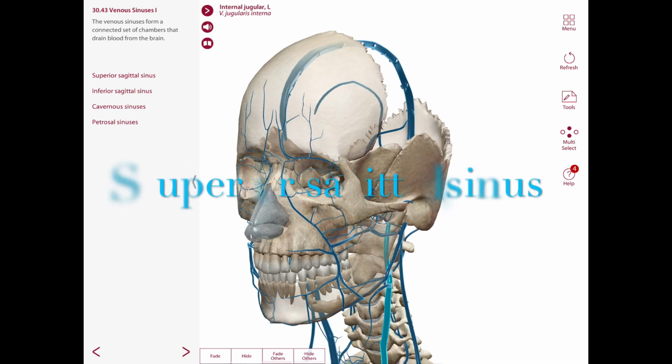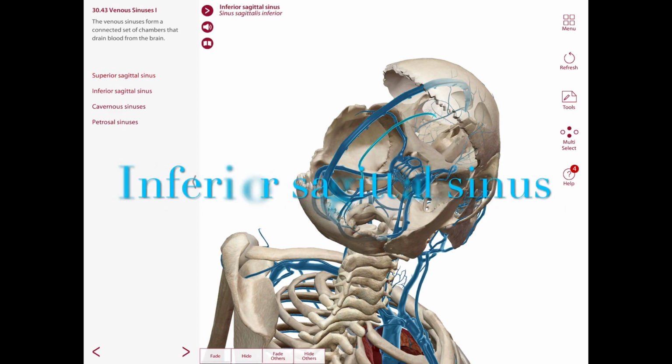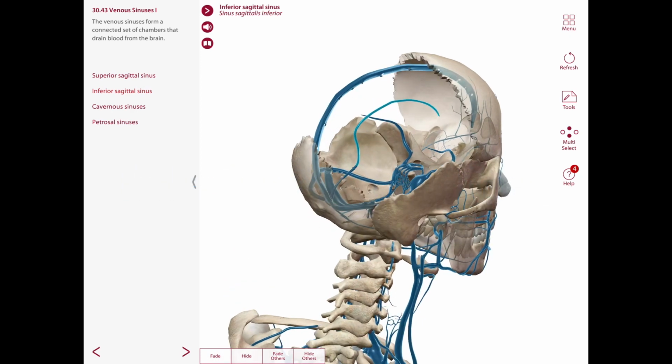So first of all, we have the superior sagittal sinus, which runs along the upper border of the falx cerebri, and it begins anteriorly at the foramen cecum, and then terminates posteriorly in the confluence of the sinuses. We also have an inferior sagittal sinus, which runs along the lower free border of the falx cerebri, and it drains into the straight sinus.